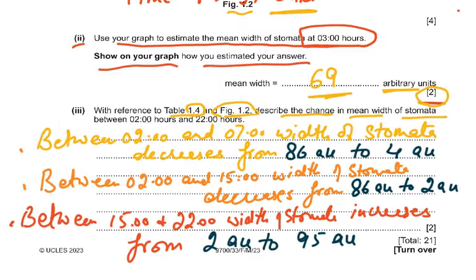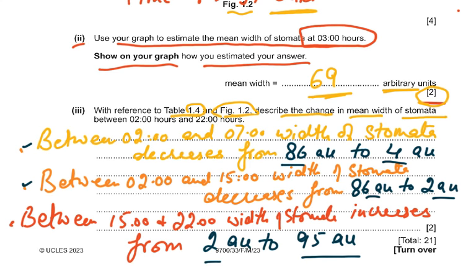So, 3 points. Between 200 and 700, width of stomata decreases from 86 AU to 4 AU. You could have said this, or you could have said this: between 200 and 1500, width of stomata decreases from 86 to 2 AU. Between 1500 and 2200, width of stomata increases from 2 to 95 AU. So you're giving me the decrease and the increase. That is the most important thing. When you describe, you've got to give me the increase, whether it is a general increase, sharp increase or gradual increase, and the decrease, or you could even give me the plateau.